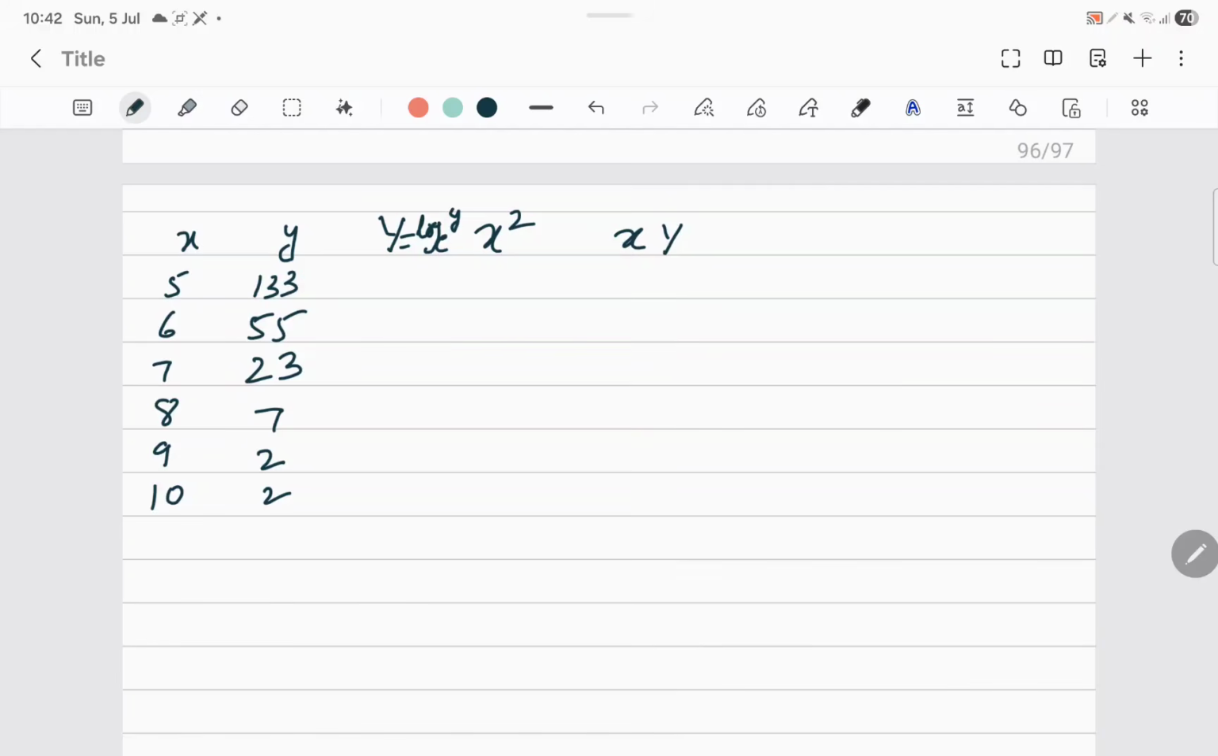So now I'll do shift log 133. So it is 4.89. Then shift log 55. That is 4.007. Then shift log 23. That is 3.135. Shift log 7.